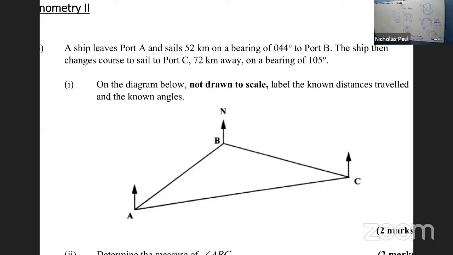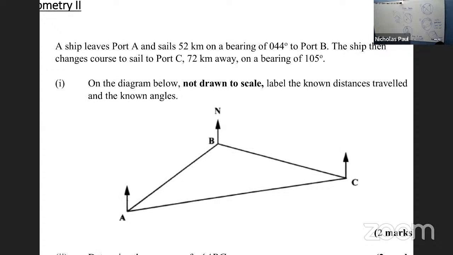Fix up a diagram first and then I'll move down and you'll get the angles and things. Fix up a diagram, put in the bearings, put in the lengths, and then start to solve. Right, they give you the shape. All you have to do is put in the angles and put in the lengths.